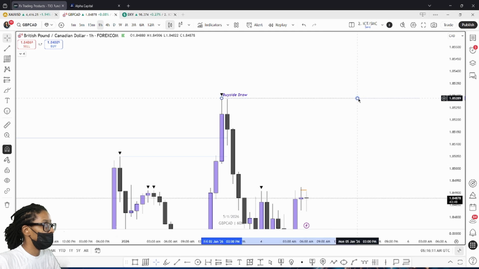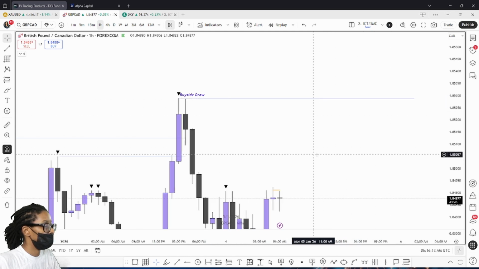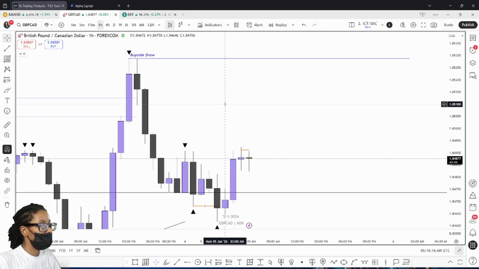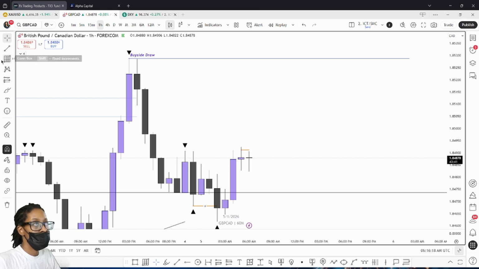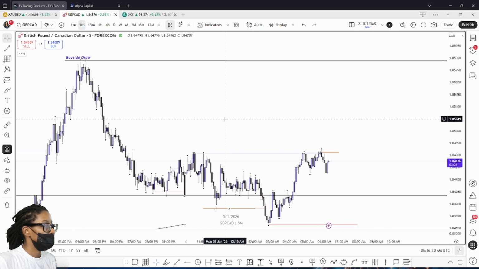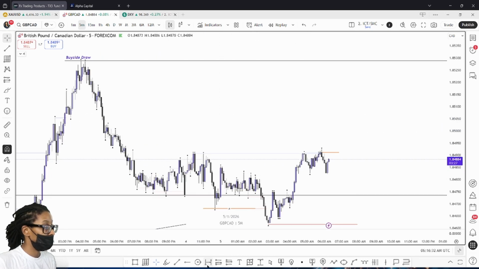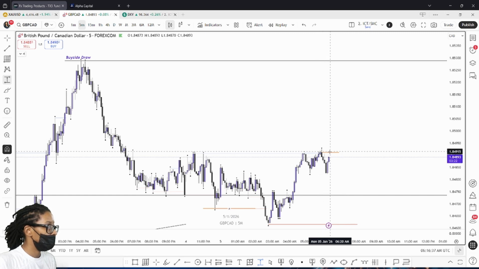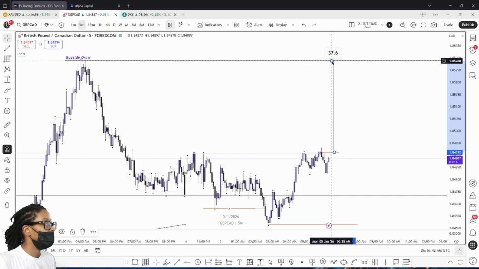Now y'all forgive me because I'm new at this, but all right, I'm going back down to, let's see here. Back down to the 5 minute. And then I'm gonna see, because again, I could be wrong, but we're gonna do this anyway. Oh, we moving. This is a 37.6 pip move.